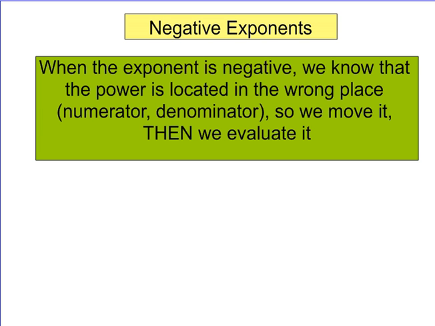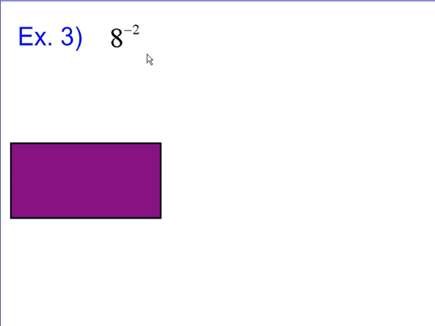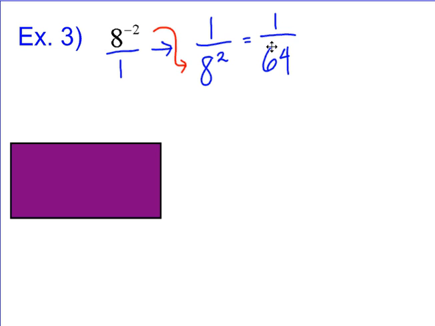So if it's in the numerator, move it to the denominator. If it's in the denominator, move it to the numerator. Once it's moved, then the exponent becomes positive. Once it's positive, then we can treat it like we just did a moment ago with positive exponents. So here's an example, 8 to the negative 2. What this is saying is that that's in the numerator, so we need to move it and put it into the denominator. Once it's moved, it becomes a positive exponent. Now we can treat it like we would any normal problem. 8 times 8 is 64, and we're able to simplify.